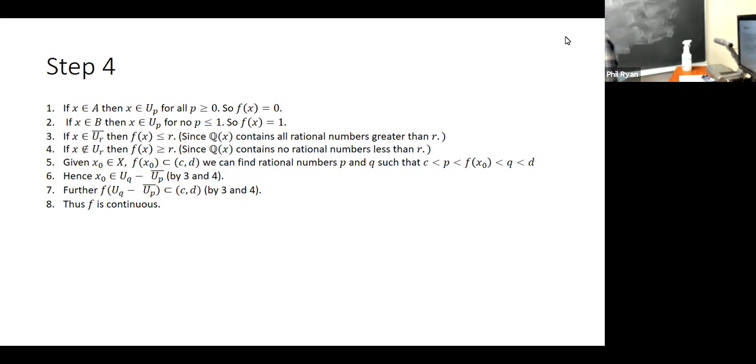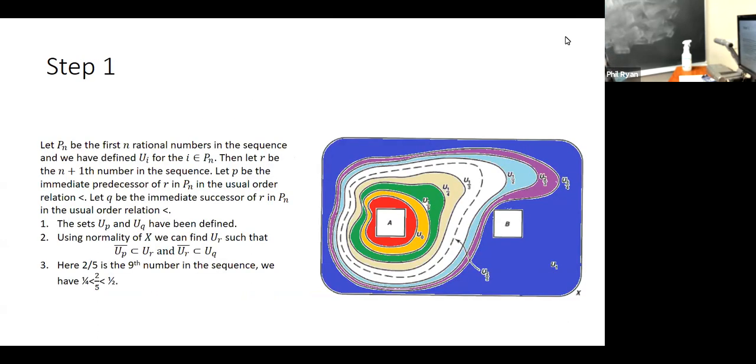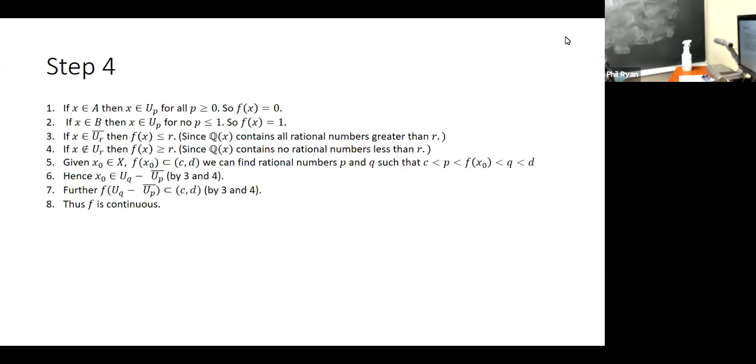So it really is, I think, a really nice theorem. It's just kind of amazing how we came up with this real function from kind of nowhere. So notice you can't improve it to get precise separation without further conditions, right? Because, for example, for this red area here, anything in there, f of that is going to be 0. And everything in the blue region here, f of that is going to be 1. So it's not precisely separated. So we need more things to be able to make it work.